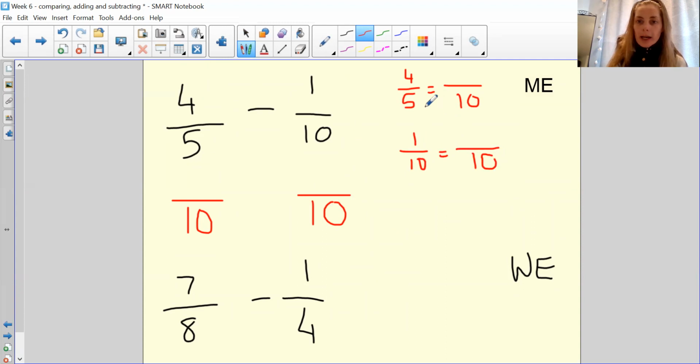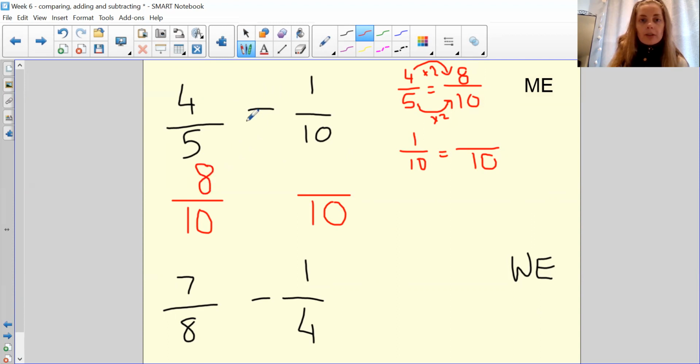So what have I done to 5 to get 10? I've timesed it by 2. So what must I do to the 4? I must also times it by 2. I stop and pause here and have a look. Is 5 times 2 10? Yes, it is. So I must be timesing. So 4 times 2 is going to be 8, and I get 8 tenths. So I take that 8 and I write it at the top here.